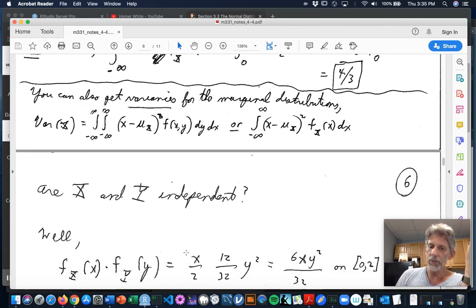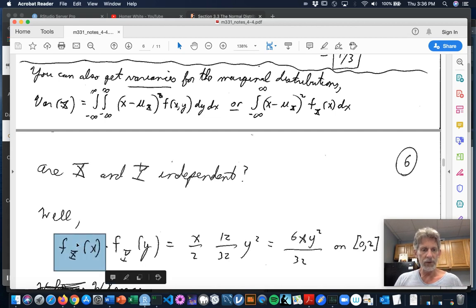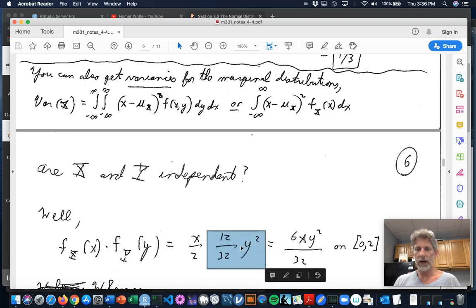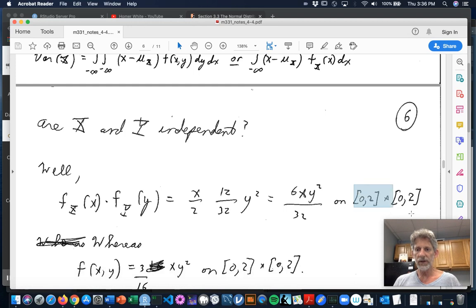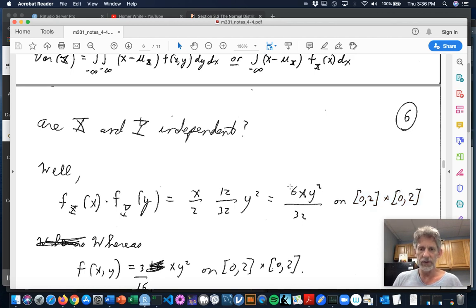Hey, in this example that we've been working with, are x and y independent? Let's check that out. So let's just multiply the marginal for x and the marginal for y together. Here's the marginal for x, and here's the marginal for y. Now that one's good for all x's from 0 to 2. This one's good for all y's from 0 to 2. So for everything in that square, 0, 2 cross 0, 2, the product is going to be, let's see, 12 over 2 is a 6, xy squared over 32. So it'll be 6 over 32 xy squared.